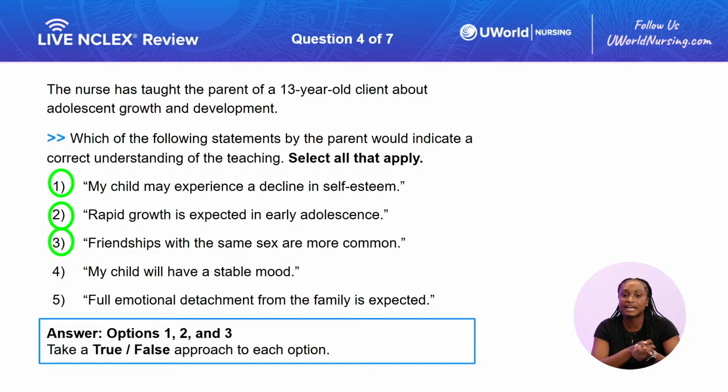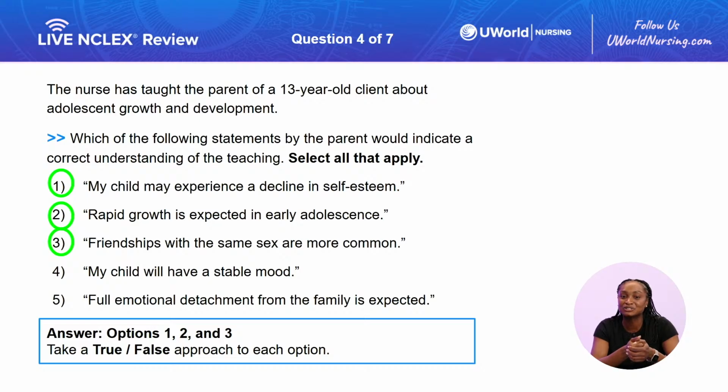Option 4 and 5 are incorrect. Option 4, my child will have a stable mood. Let's be honest, do we know teenagers as being stable with their mood and emotional things? They're going through, again, a lot of changes. So expecting them to have a stable mood would be the exact opposite. You're open for disappointment at that time.